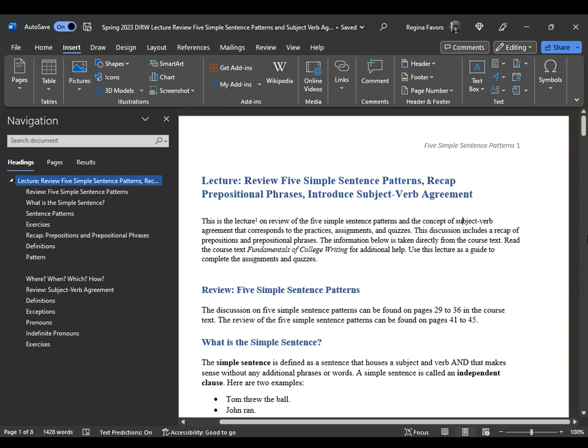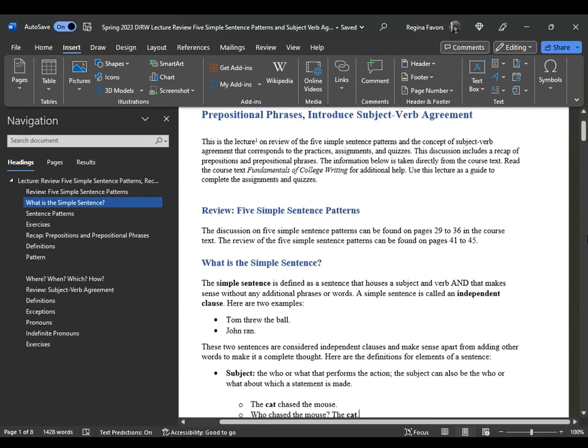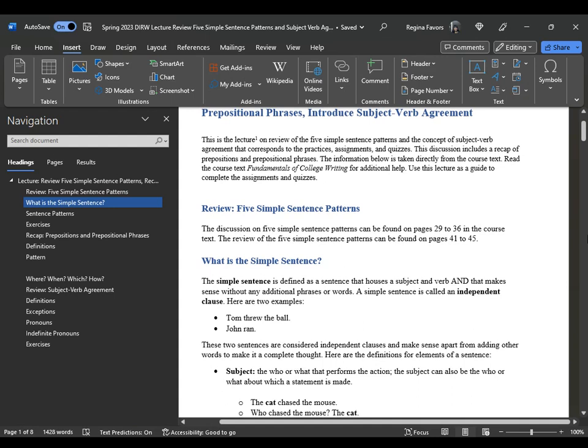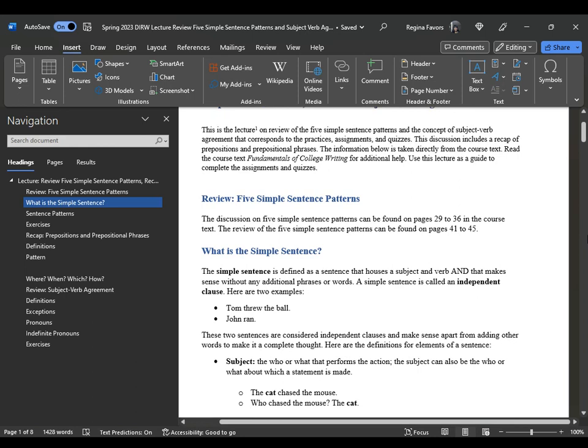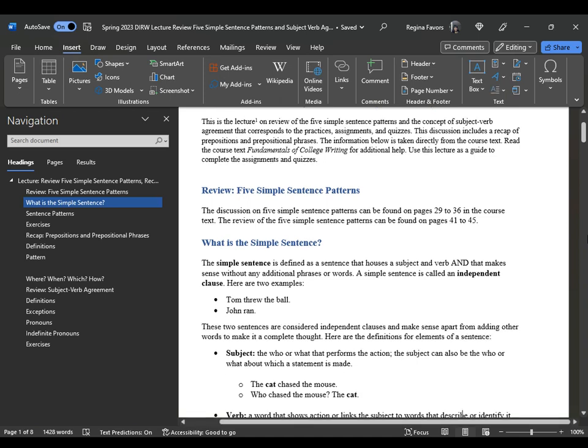So, let's review five simple sentence patterns. You can find this information on pages 29 to 36, which is your main discussion, and this review you can find on pages 41 to 45. So, what is the simple sentence again? It is defined as a sentence that houses a subject and verb and that makes sense without any additional phrases or words. A simple sentence is called an independent clause.